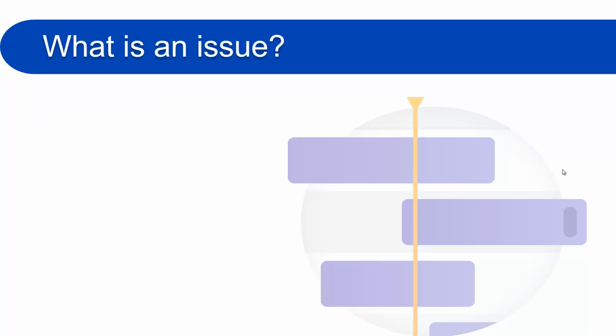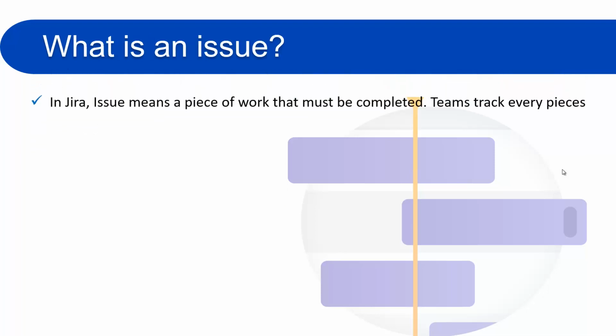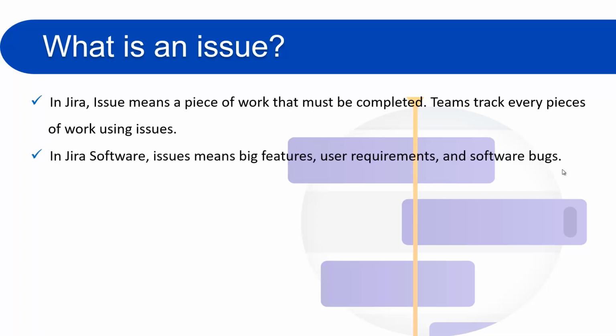Let's see what an issue is. In Jira, an issue means a piece of work that must be completed. Teams track every piece of work using issues, meaning all the work that is required to complete a project is called an issue in Jira. In Jira software, issues mean big features, user requirements and software bugs.